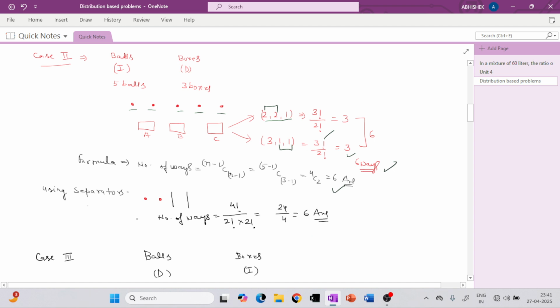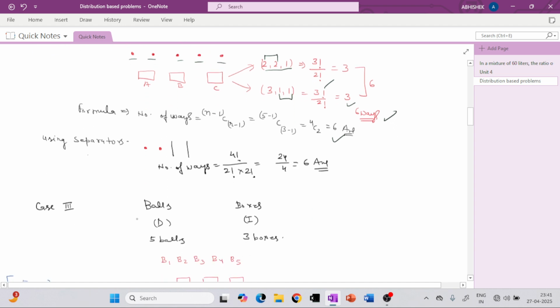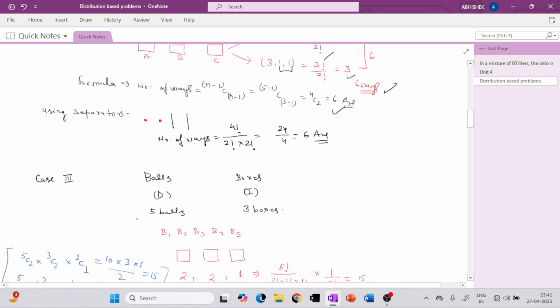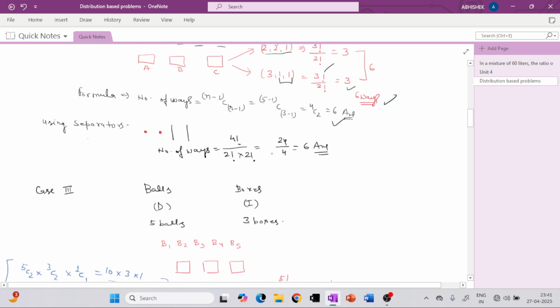Okay, one more method we can use here, the separators method. First, 5 identical balls will be there. Okay, so first, no box remains empty. It means one ball must be kept in each box. So now the remaining 2 balls should be distributed in 3 boxes. So in how many ways can we do this?